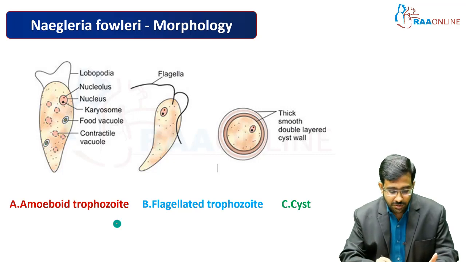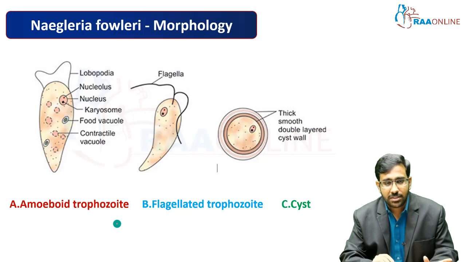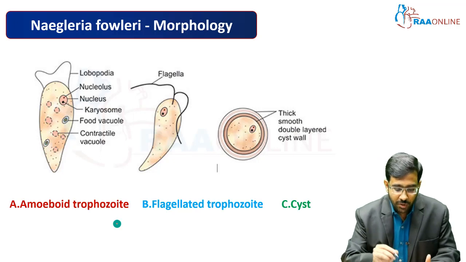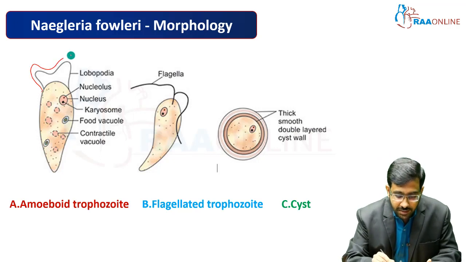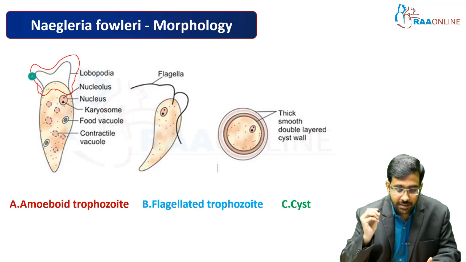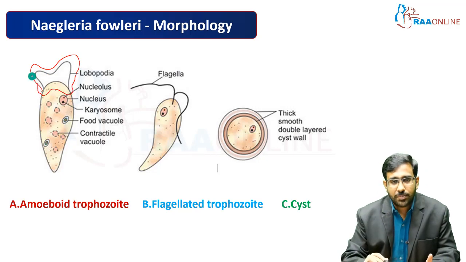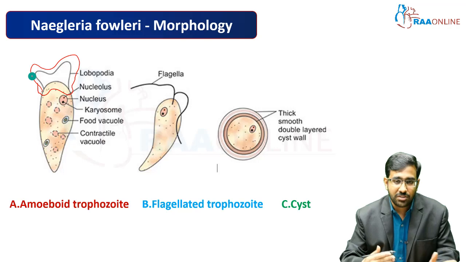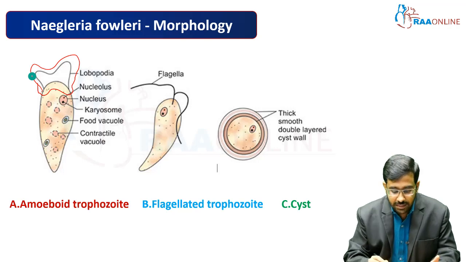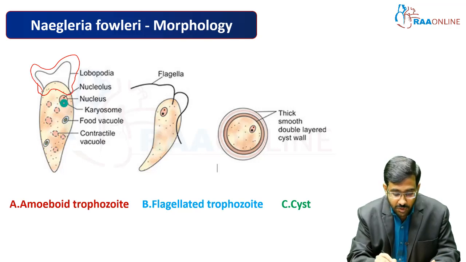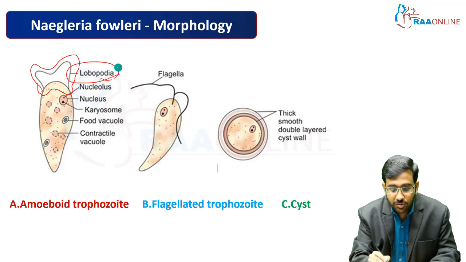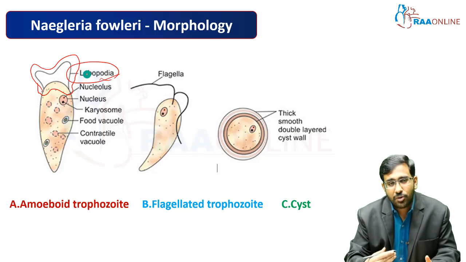If you look at the amoeboid trophozoite form, it has something called lobopodia. This is called the lobopodia, which is a motility organ. With the help of this lobopodia, this organism is going to move from one place to another. Again, this is called the amoeboid form. Due to the presence of this lobopodia, we call this trophozoite form an amoeboid form.